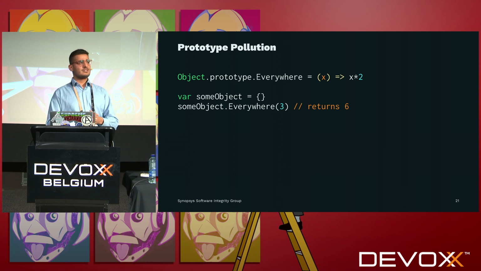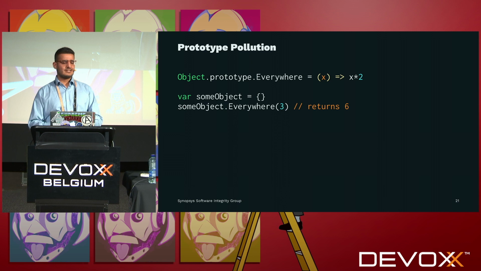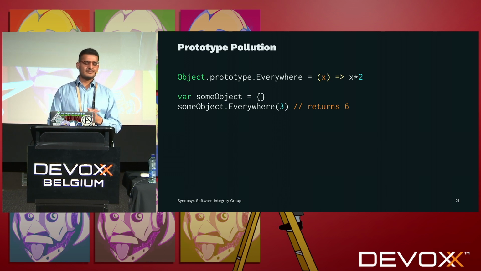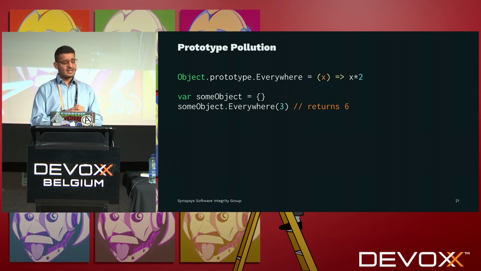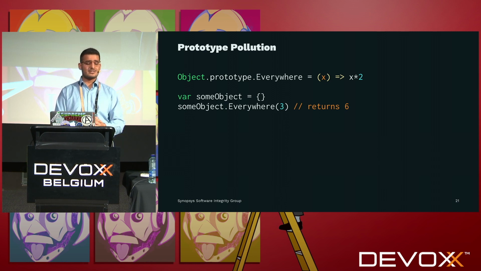For people who aren't familiar with how prototypes work in JavaScript, here's a quick example. I'm taking the base type object and modifying its prototype, adding a function called everywhere, which takes an x and returns x times 2. Now if I instantiate another object on line 2, I actually have this function on this object called everywhere. And this is going to be the case on every object, which is really interesting behavior. It allows you to do some really interesting things.